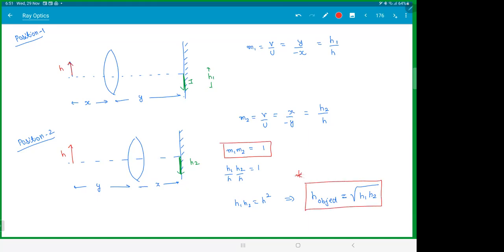The exam asked the question like this: in a lens displacement method, in position 1 the height of the image was 9 centimeter. In position 2, the height of the image was 4 centimeter. Find the height of the object. So they said H1 was 9 and H2 was 4. Height of the object is how much? 6. But that was an easy 4 marks question if you know the result. That's how the question was framed. The example, lens displacement method.